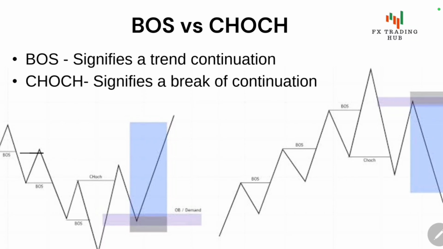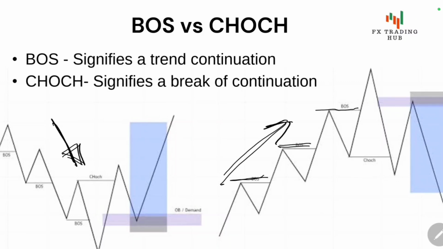Okay, you have the market here making lower highs and lower lows, lower highs and lower lows. So this is break of structure to the downside, break of structure to the downside. This is a downtrend while this is an uptrend in this case. So break of structure to the upside signifies a trend continuation, like in this case a continuation to the upside. Okay, but change of character signifies a break in continuation.